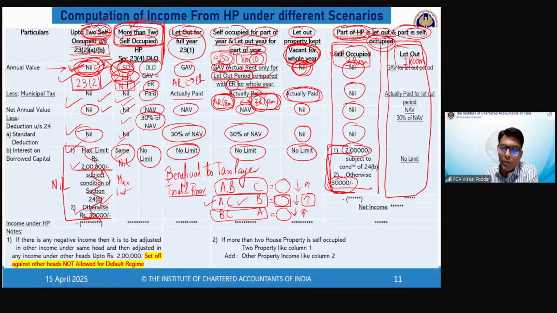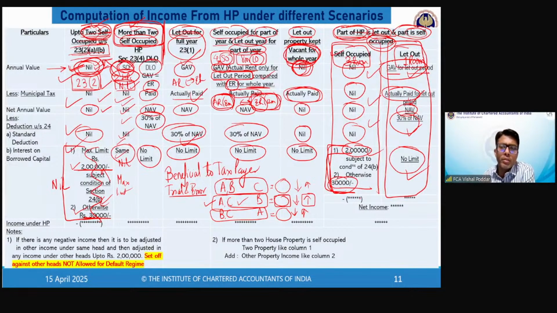In short, where there is a single HP, but part of it, that is few rooms, are self-occupied and one of the rooms or 2 of the rooms is let out, the law says assume you have 2 HPs. Then this working is done as if the HP is self-occupied, that is as per column 1. This working is done as if the property is let out, that is column number 3. That is, compute GAV by comparing ER and AR. Then municipal tax actually paid, NAV, standard deduction, and interest will be allowed with no limit.